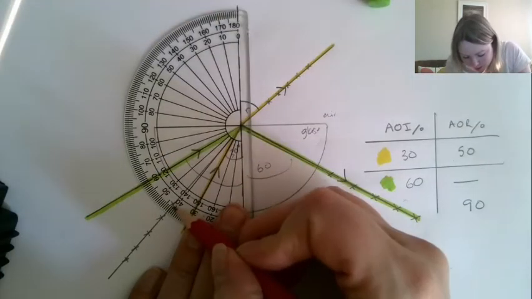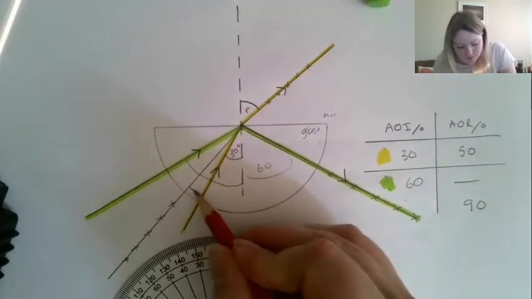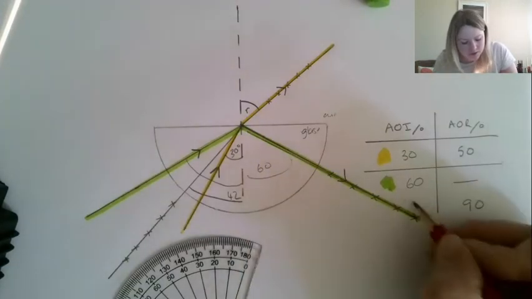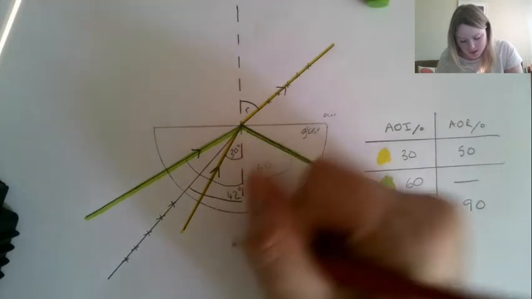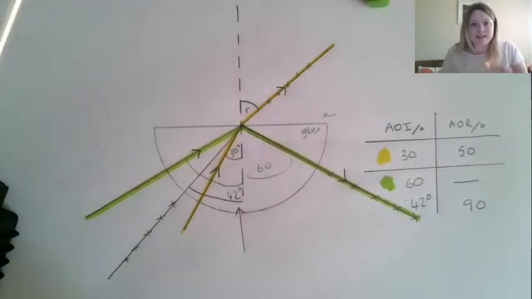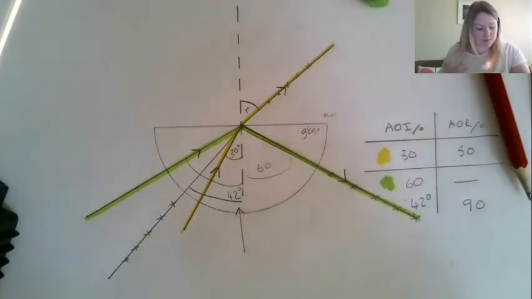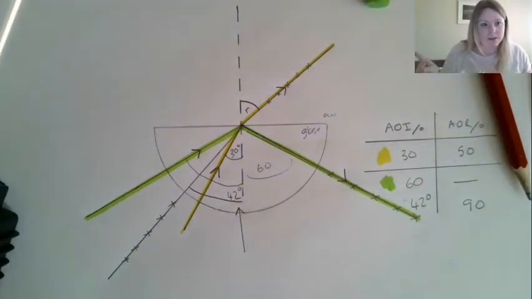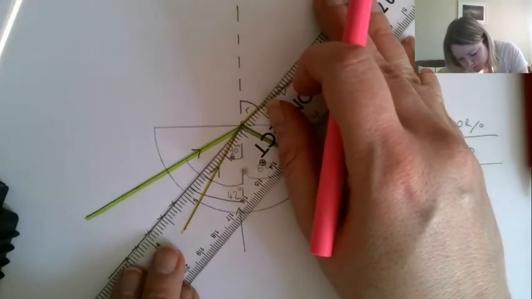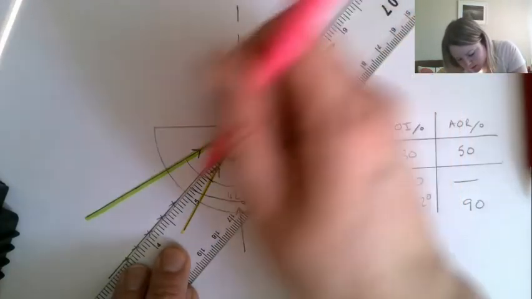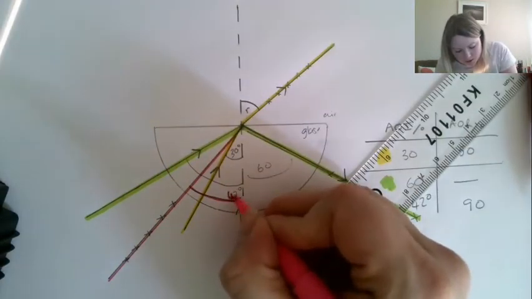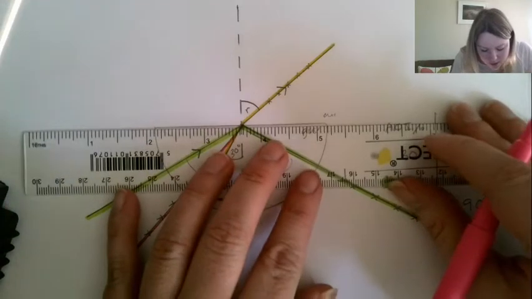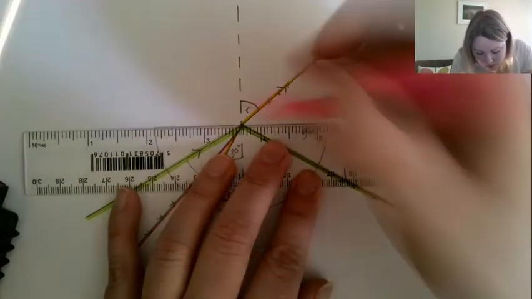So, do you see here how my angle of incidence is 42? So many things marked on this. So, this angle of 42 degrees is the angle of incidence that gives us an angle of refraction of 90. So I'm going to mark that on in a different colour as well. I'm going to go pink for this one. So this angle of incidence of 42 degrees gives us an angle of refraction of 90.